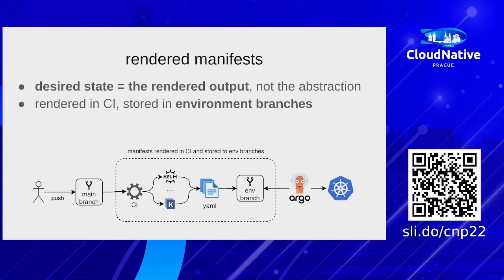You can see it in this picture, where I have the main branch containing my abstraction, my Helm or Kustomize, and then CI running Helm or Kustomize, or anything like that, will render your manifests and put them into branches. Argo, or any GitOps controller, will just take the plain manifests and apply them directly to Kubernetes without any tooling between the desired state in Git and the reconciliation of the actual state.